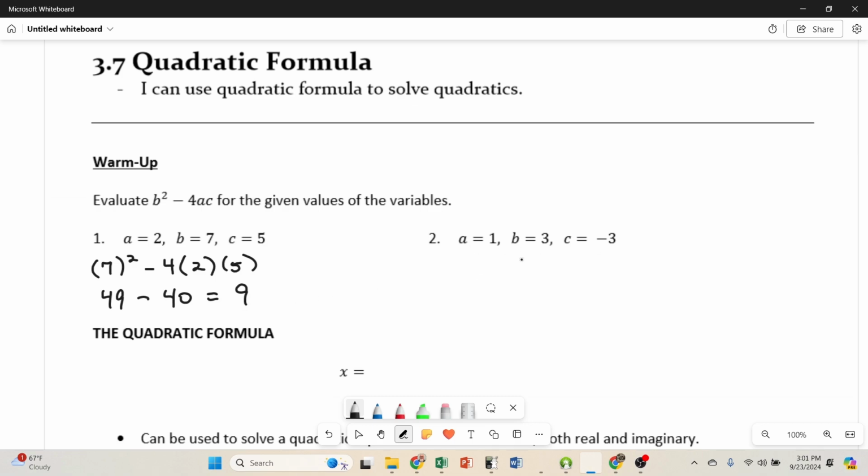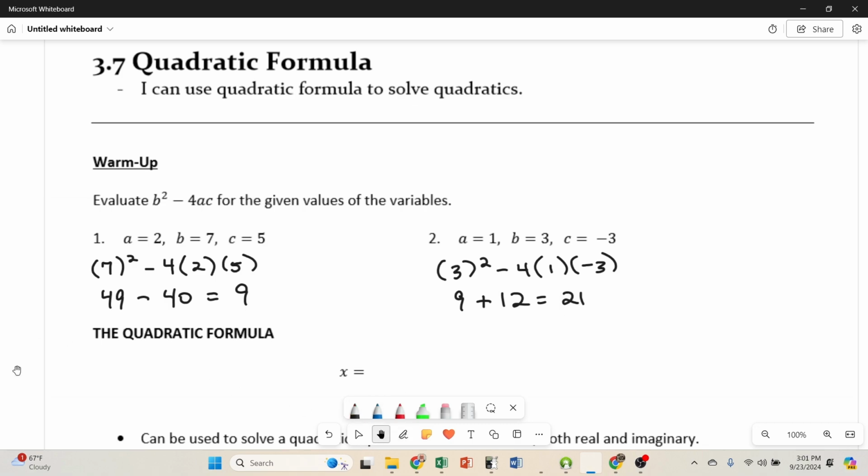The next one is, again, b squared minus 4ac. So b is 3, so we're going to say 3 squared minus 4 times 1 times negative 3. And I end up with 9 minus 4 times 1 is 4, times negative 3 is positive 12. So this would be 9 plus 12. This is 21.